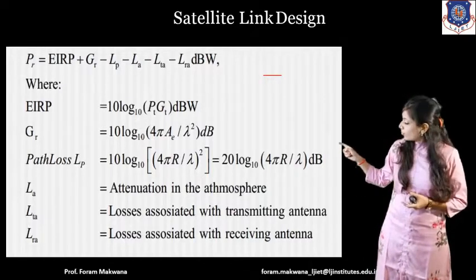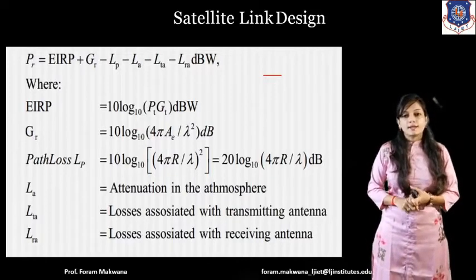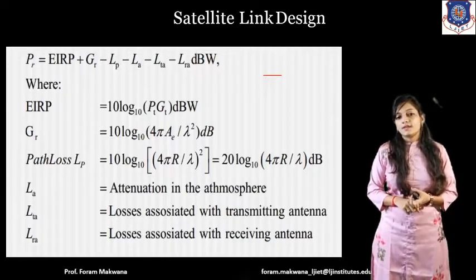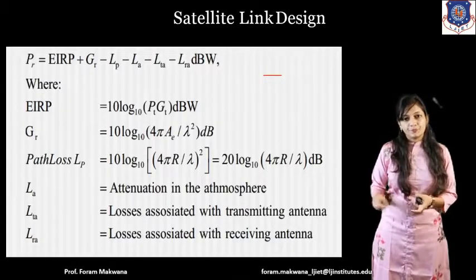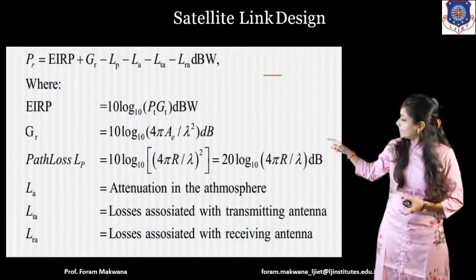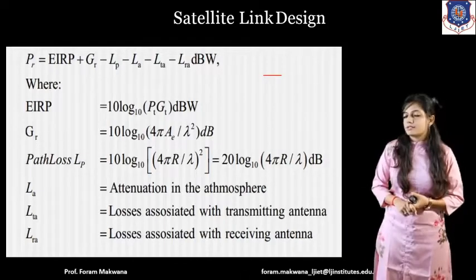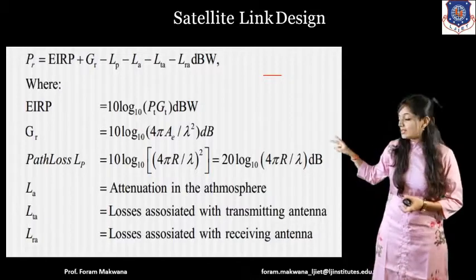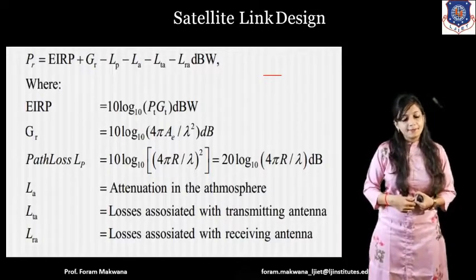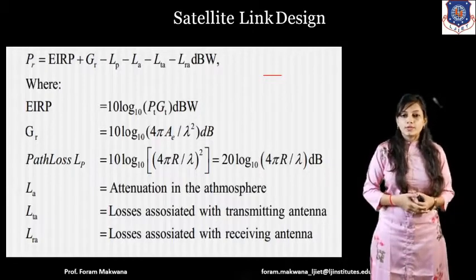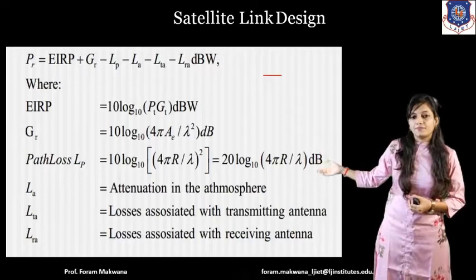GR stands for 4 pi AE upon lambda square. If in the example the gain of the receiving antenna is not given, then what to do? You will find the effective aperture, that is AE, and its wavelength. So based on these two quantities, you are able to calculate the gain of the receiving antenna, right? And convert that quantity to decibel, you will find the gain of the receiving antenna.